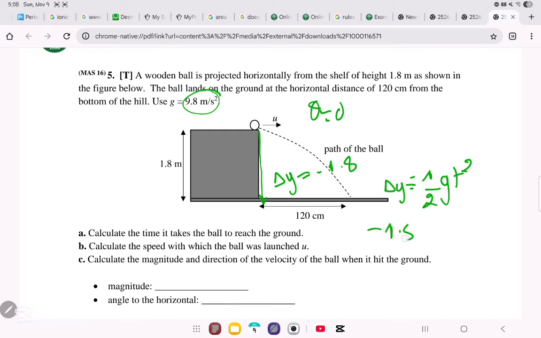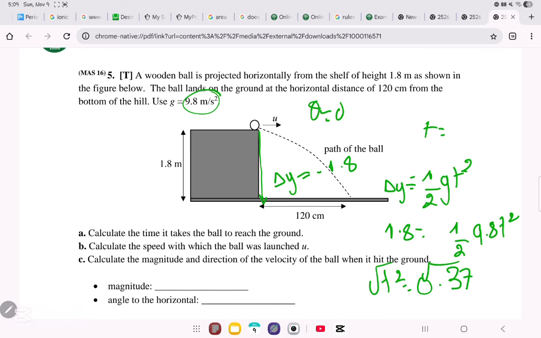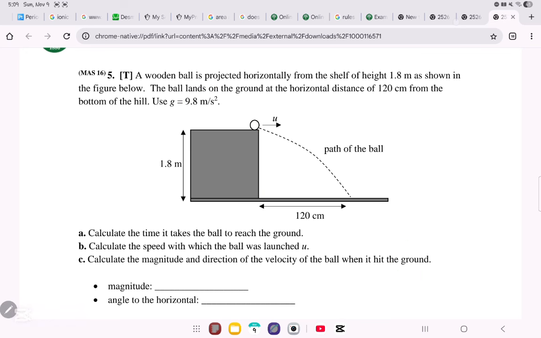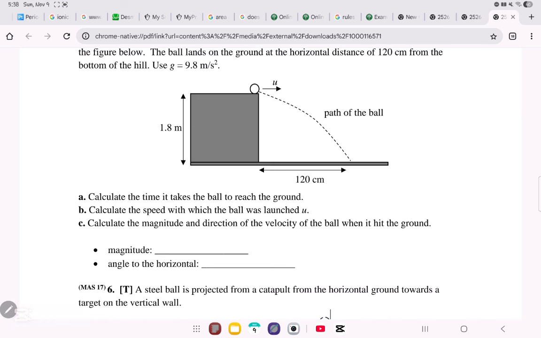So that means minus 1.8 equals minus half times 9.8 times t squared. Minus and minus go. t squared equals 1.8 over half of 9.8. And how much is that going to give me? That's going to give me as an answer 0.37, or 0.367. Now, how do we get rid of the square? We need to take the radical here and here, so we will get the time t to be 0.61 seconds. We move on to part B. Calculate the speed with which the ball was launched, and this speed is u.